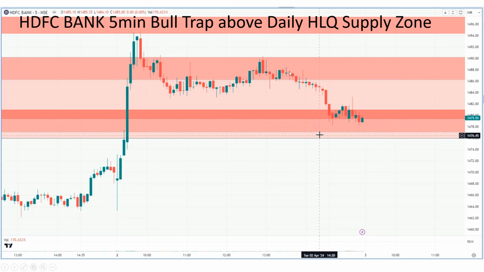But here anyway, by the end of the day, prices reach the target. You might have exited somewhere here while closing, before closing the market. So this is the way HDFC Bank has given 4.1% ROI from here to here.